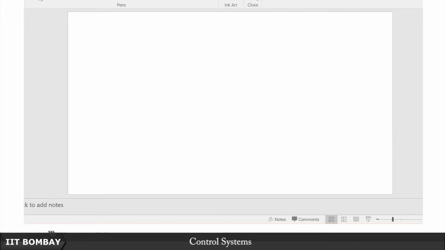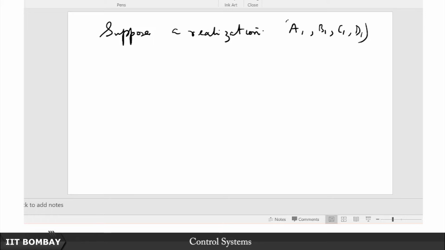First, I am going to recall something that we did a few lectures back. Now suppose a realization A1, B1, C1, D1. Again we are talking only about SISO, so it makes our life a lot easier. Let me assume A1, B1, C1, D1 is jointly controllable and observable. So it's both observable and controllable.